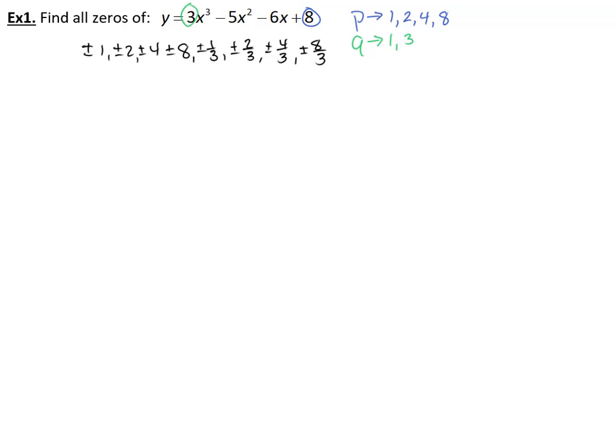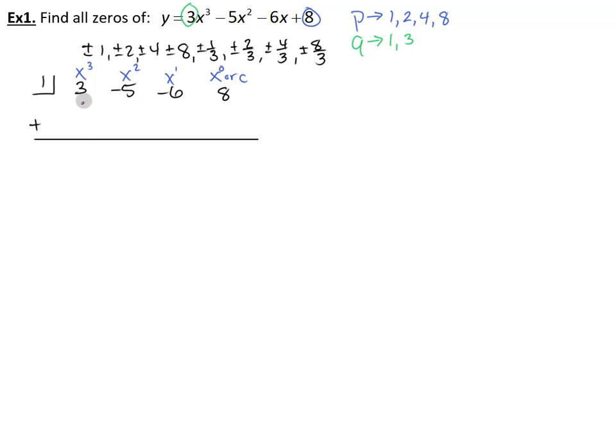So how do we guess and check? How do I know what's a zero of this function? We can test one of these zeros, like positive 1, and plug it in. In fact, remember, a very quick way to plug this in is to use synthetic substitution. So we're going to put our placeholders up here, as we did before, all the way down to x to the 0. Don't forget to put in a 0 for any missing terms. And the coefficients from up here: 3 for x cubed, negative 5 for x squared, negative 6 for x to the first, and positive 8.